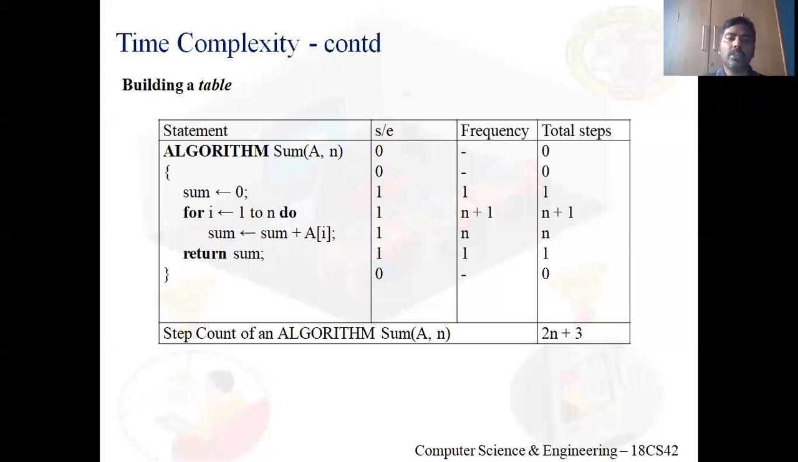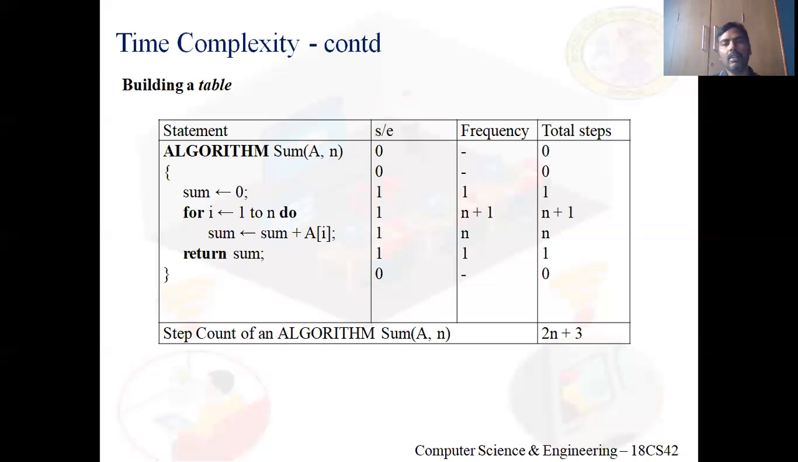So got it? Actually there are 4 steps. What are those? One is assignment, one is for, one is the addition expression, then the return statement. Later we'll determine the frequency, how many times each will execute. Sum equal to 0 exists 1 time, the for statement n plus 1, the addition expression sum equals sum plus a of i n times, because only for the true condition, and return once.